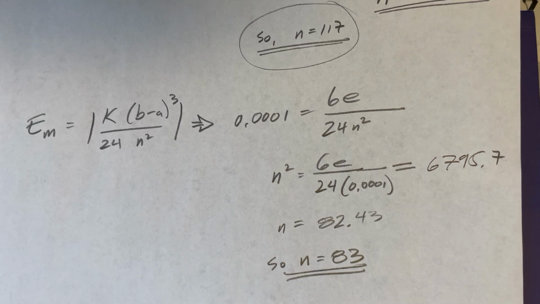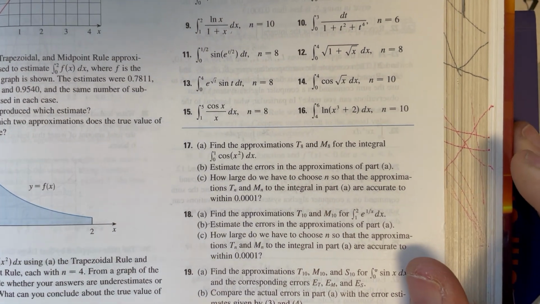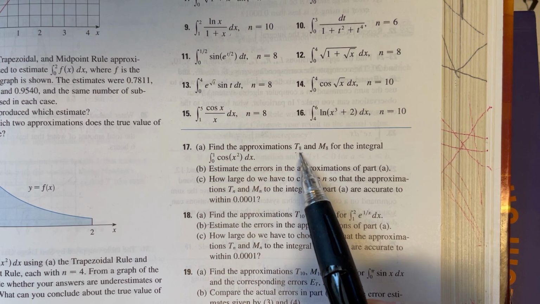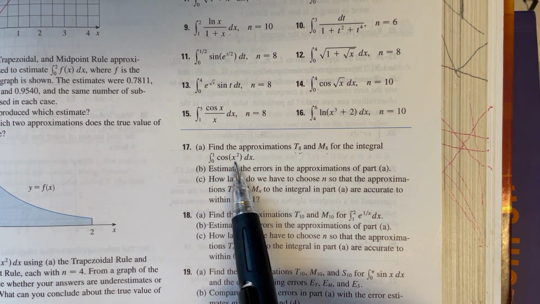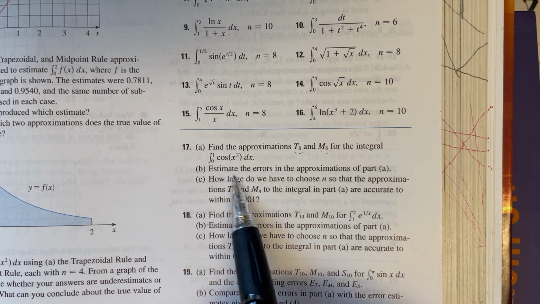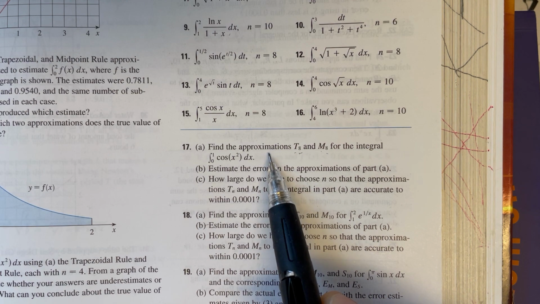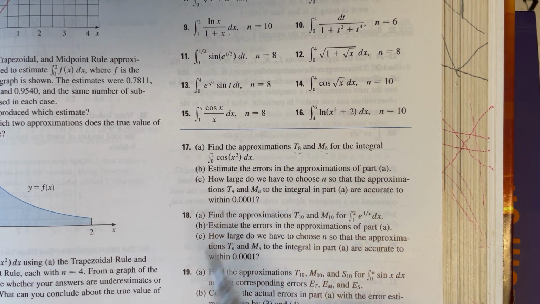Okay, so this is a typical problem right here, number 17. Find the approximations for trapezoid rule with 8 subdivisions, midpoint rule with 8 subdivisions for this integral. Here we've got cosine x squared dx. Estimate the errors in part A after you've made those approximations, just like I did, and then how large we have to choose n. So very, very similar to the example I just did. Good luck, everybody.